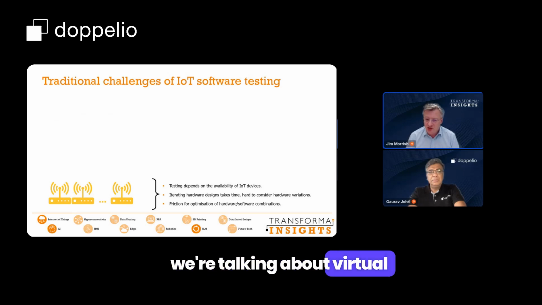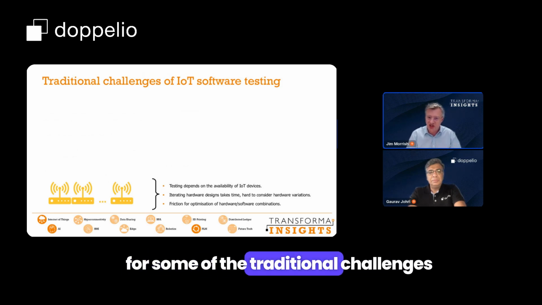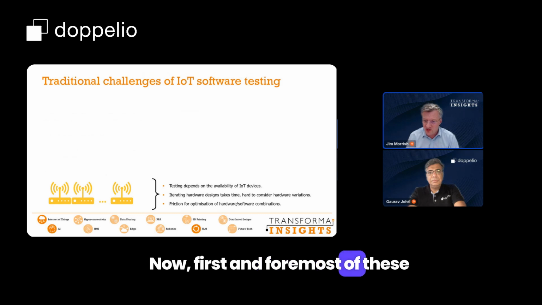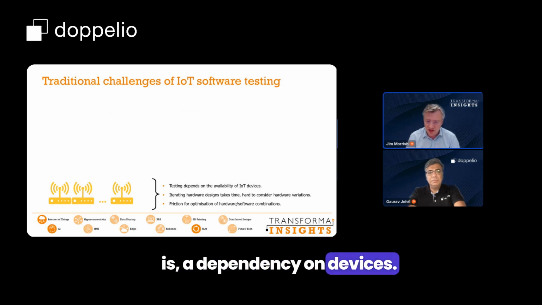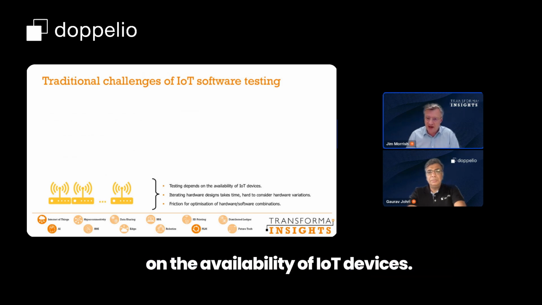We're talking about virtual testing for IoT software, but let's back up a bit. Let's look at the situation for some of the traditional challenges of IoT software testing. Now, first and foremost of these is a dependency on devices. So testing an IoT solution tends to depend on the availability of IoT devices.